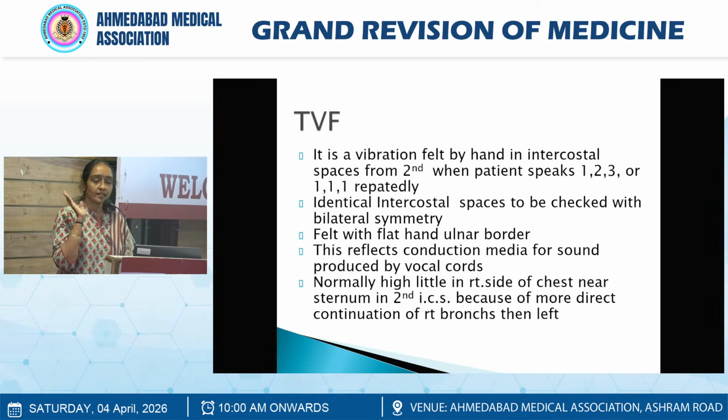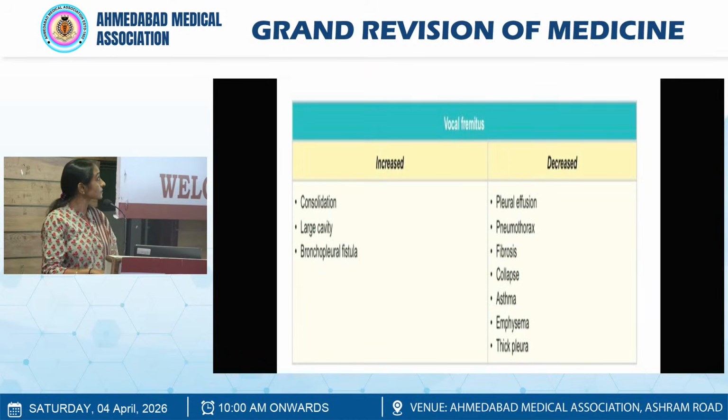TVF, I told, check simultaneously all the intercostal spaces for the axillary. In which conditions is the TVF increased and decreased? It is increased in consolidation, large cavity and bronchopleural fistula. It is decreased in pleural effusion, pneumothorax, fibrosis, collapse, asthma, emphysema, thick pleura.